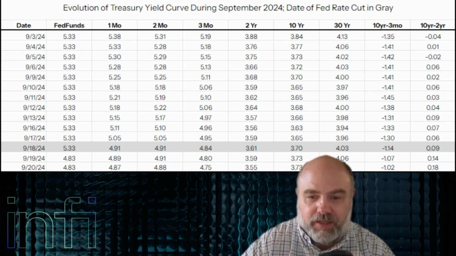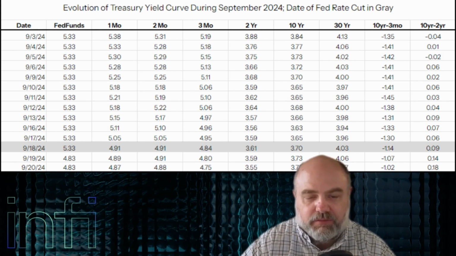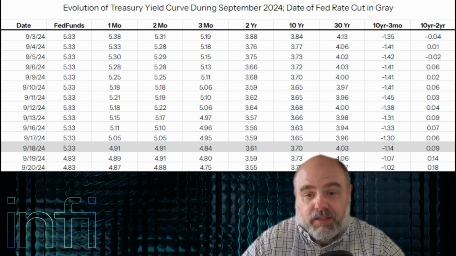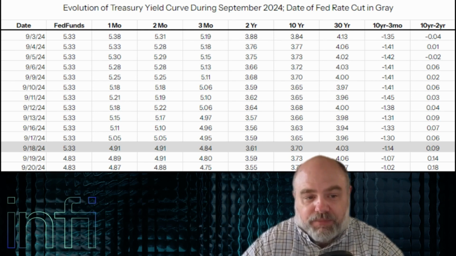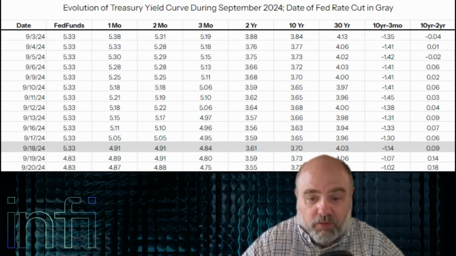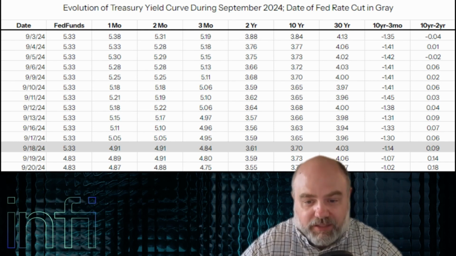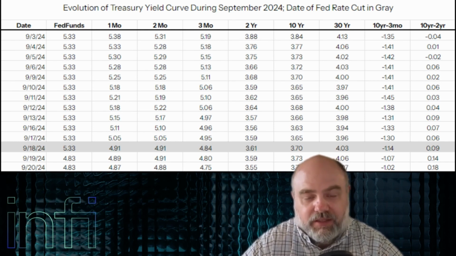Okay. And so as far as the spreads, which capture the yield curve information, you can see that the 10-year minus the 3-month, at the start of the month, was at negative 1.35. It bounced around a little bit, but it was still negative 1.3. Then the day of the announcement, it rose to negative 1.14. And then the next day it was negative 1.07. And now it's at negative 1.02.